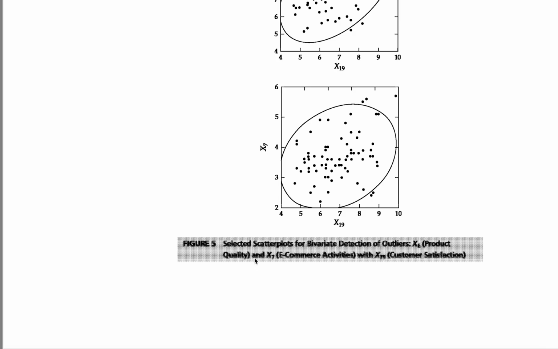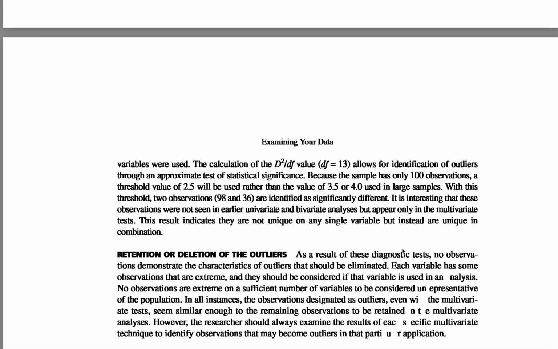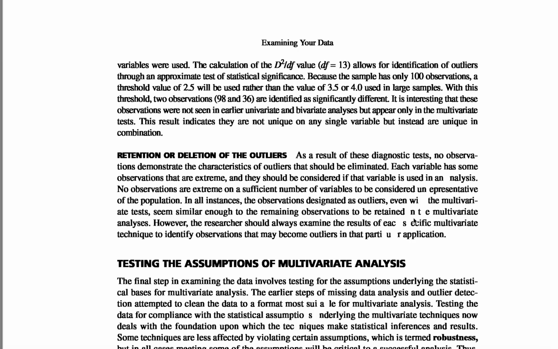Scatter plot selected: the bivariate detection of the outlier, X5 product quality and X19 customer satisfaction. So this is X19, the customer satisfaction, and this is the product quality of e-commerce. These variables were used for the calculation of the D square over df values.